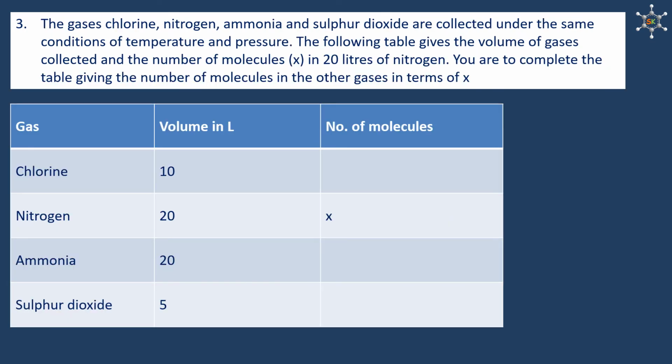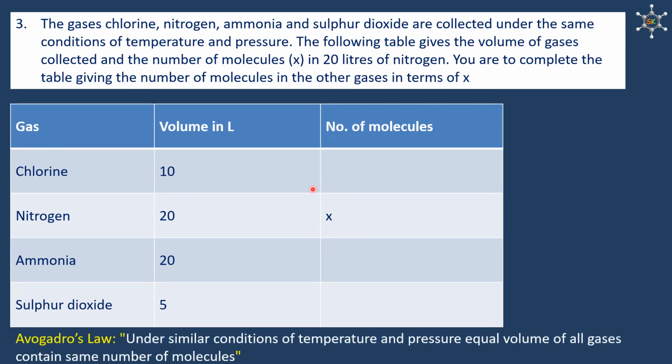The gases chlorine, nitrogen, ammonia and sulfur dioxide are collected under the same conditions of temperature and pressure. The following table gives the volume of gases collected and the number of molecules X in 20 liters of nitrogen. You are to complete the table giving the number of molecules in other gases in terms of X. To fill this table, we have to make use of Avogadro's law and unitary method. We have already done this method with previous problems. Let us straight away solve the problem.